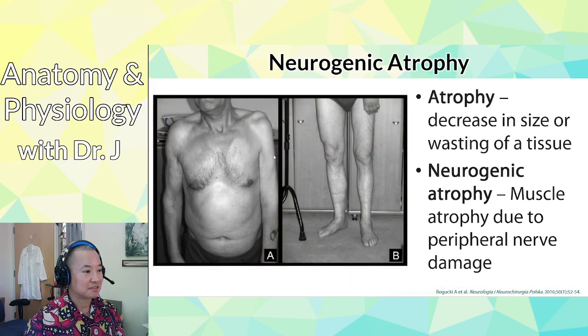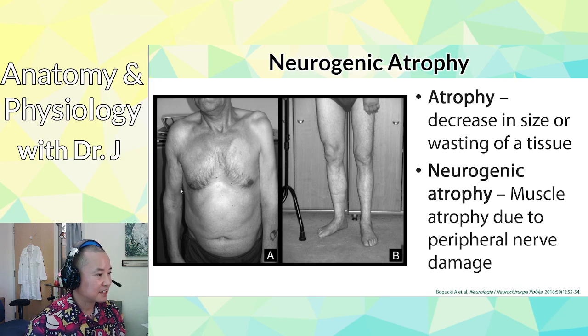So, here's another example over here. You can see the difference in the neurogenic atrophy over here. This one's a little less muscular. You can kind of see the bones compared to over here where you see the deltoid. Not so much meat on this deltoid over there. And also you can see this in the legs over here.